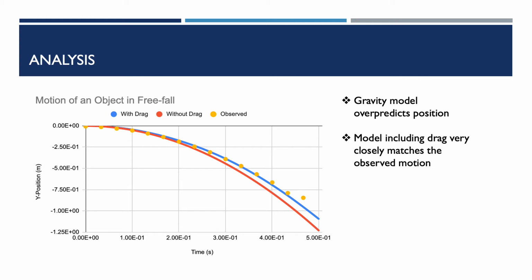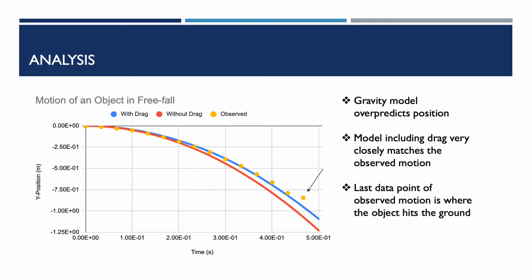With a force included that opposes the direction of the gravity force, the predicted position of the ball is much less than that of the gravity model. Notice that the last data point is where the paper ball hit the ground, therefore this data point can be ignored. The what does it mean question asks if either model predicts a terminal velocity.